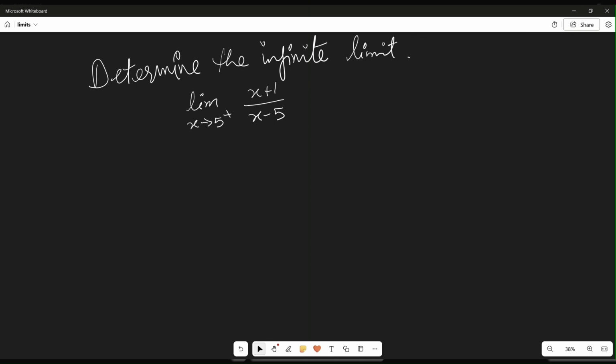Welcome back. Let's determine the infinite limit for this function as x approaches 5. This means this function is undefined at 5, we already know, but we're looking at x as x is getting closer to 5 from the right hand side. It means we're looking at numbers greater than 5 to find the limit for this function.